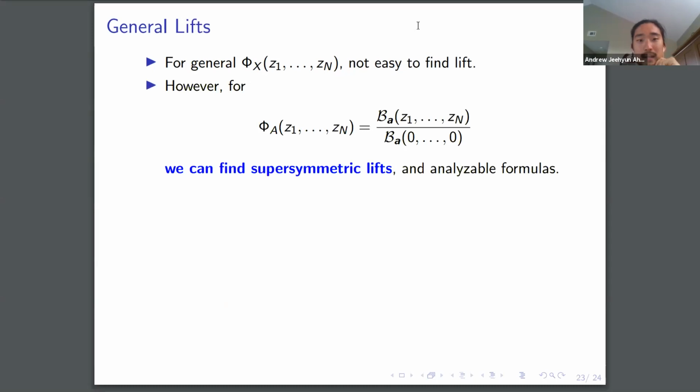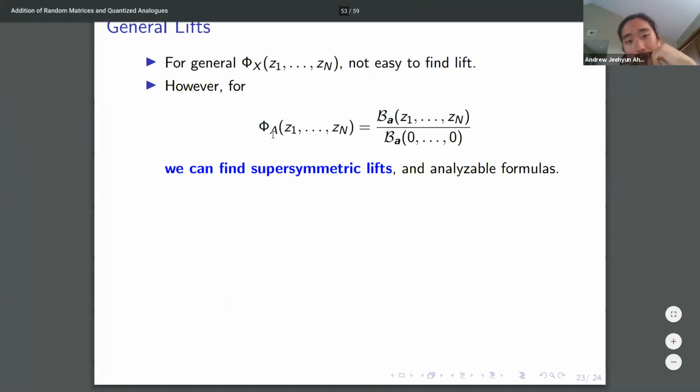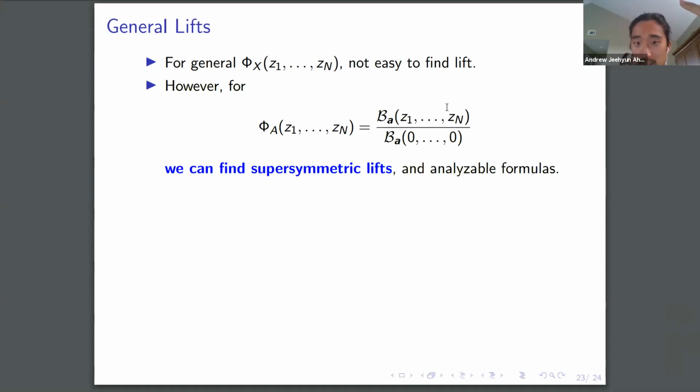However, if phi sub A is equal to a normalized multivariate Bessel function, which, recall from our examples, is the MBGF for A with deterministic eigenvalues, then we can find supersymmetric lifts for these families. And so we're able to get a supersymmetric lift for these deterministic matrices.